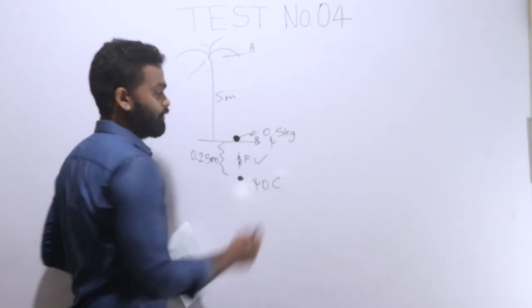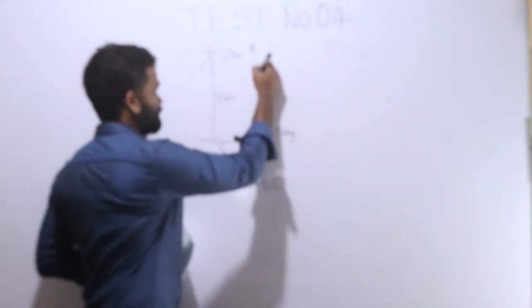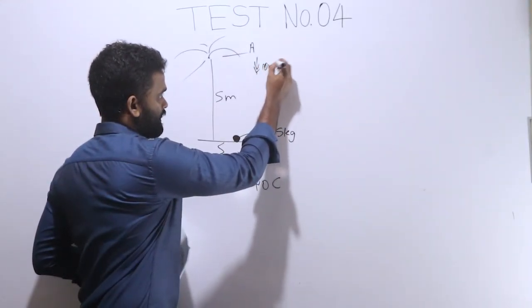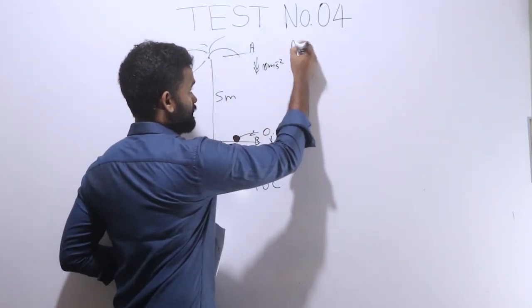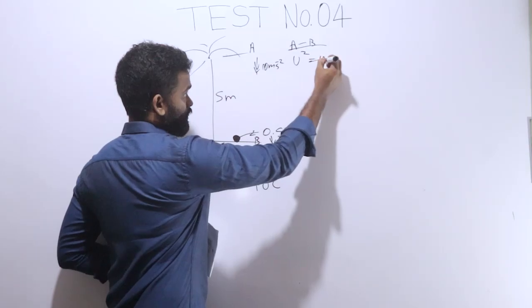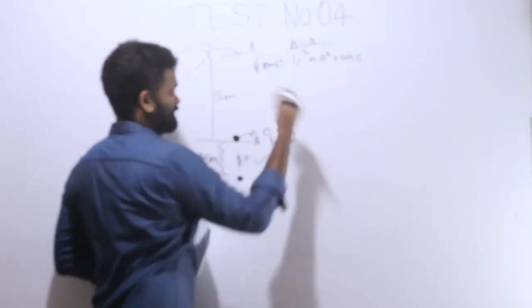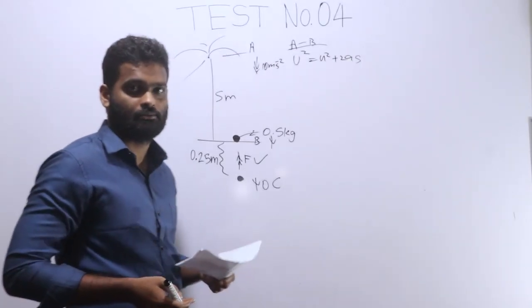For this, I'll find the velocity of the coconut as it hits the ground. For that, free fall under gravity, 10 meters per second squared. I'll apply this one, from A to B: v squared equals u squared plus 2as, because the time is not given. So this is the only equation without the time for linear motion.